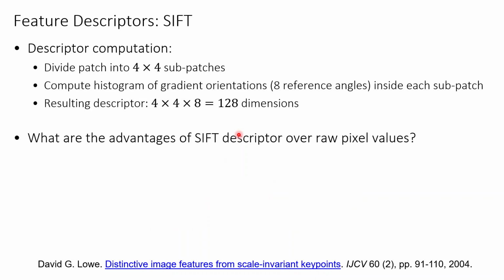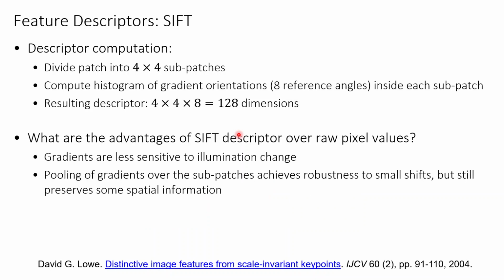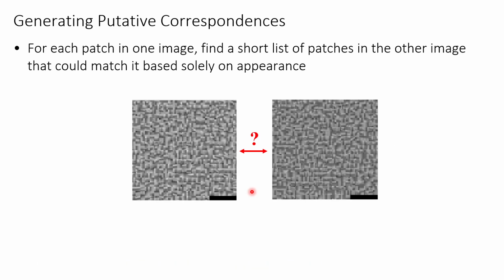What are the advantages of the SIFT descriptor over raw pixels? Gradients are less sensitive to illumination changes because we compute gradients there. Pooling of gradients over sub-patches achieves robustness to small shifts. Because it's a sub-patch, whatever the gradient distribution is in the sub-patch, if it is the same, even if we slightly change the location at which we estimate the gradient, there is this robustness.